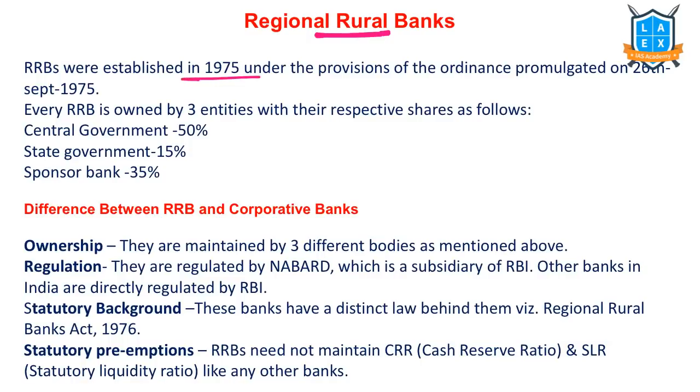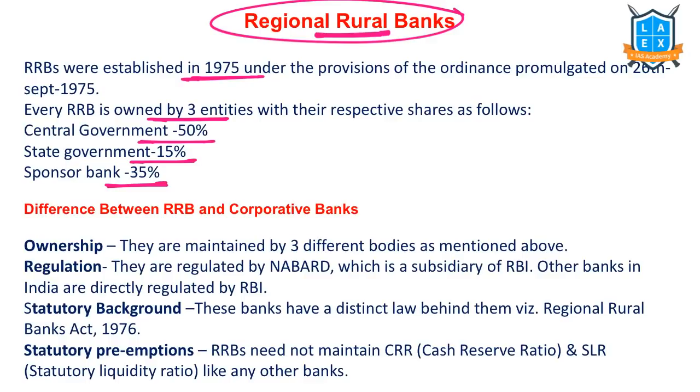Right, RRBs were established in 1975 through an ordinance. After that, there is the RRB Act 1976. Under that, RRBs are given statutory status. RRBs are owned by three entities: central government with 50% share, state government with 15% share, sponsor bank with 35% share. Right? These banks work under NABARD. They are under the regulatory control of NABARD. These are for rural development.